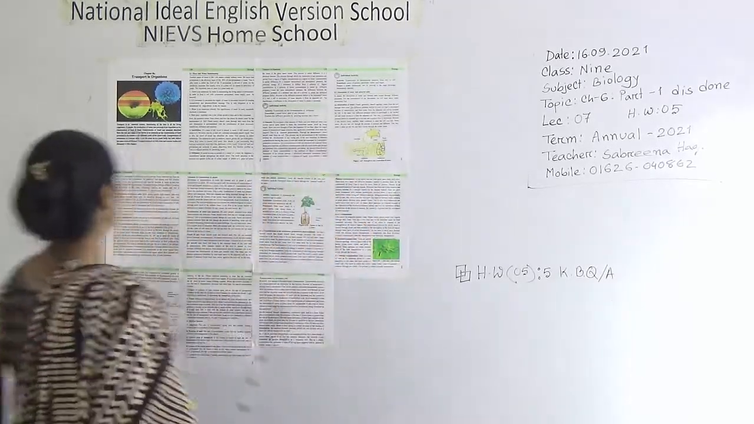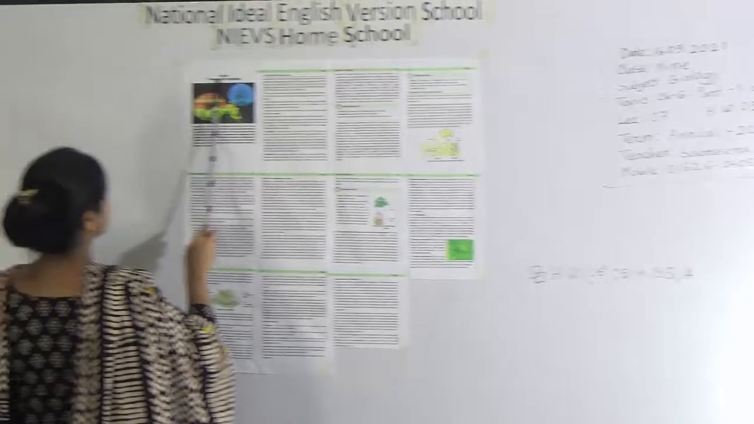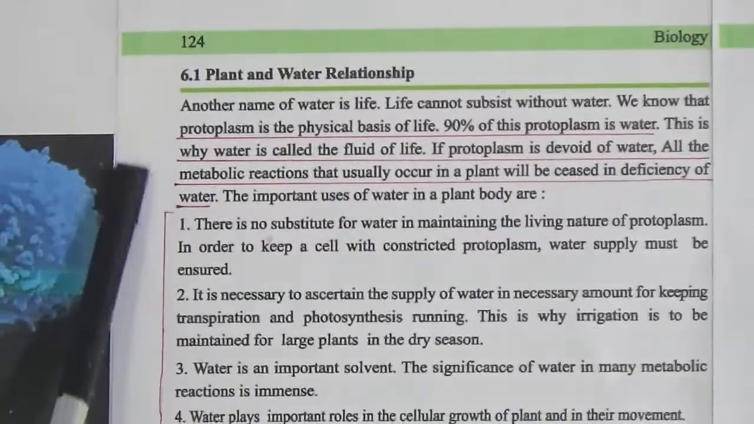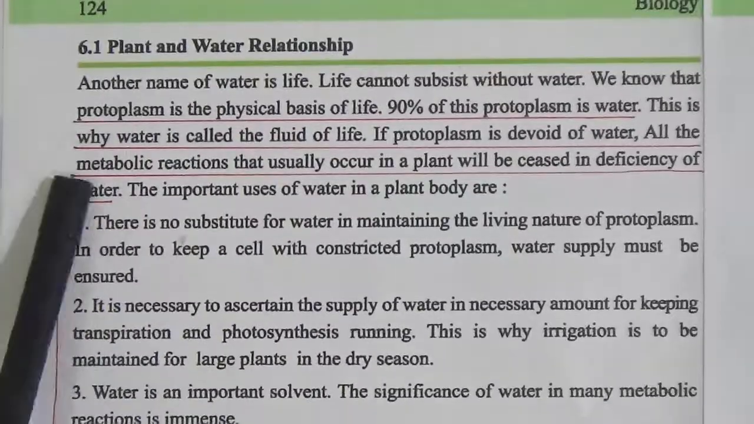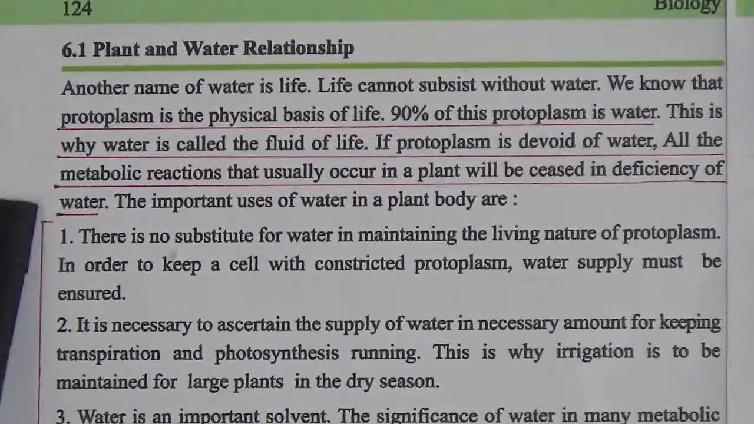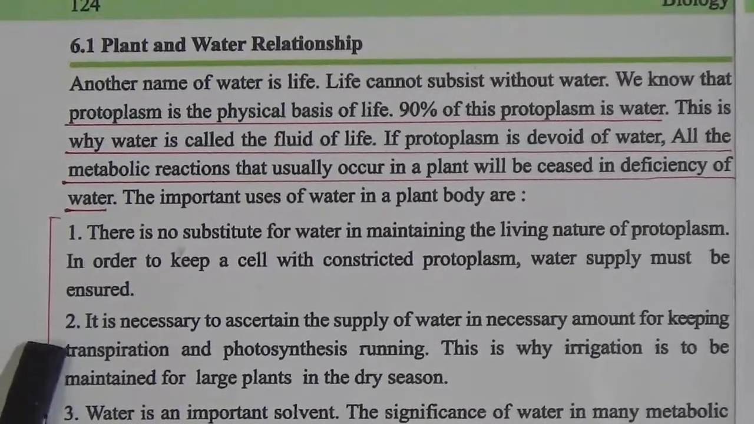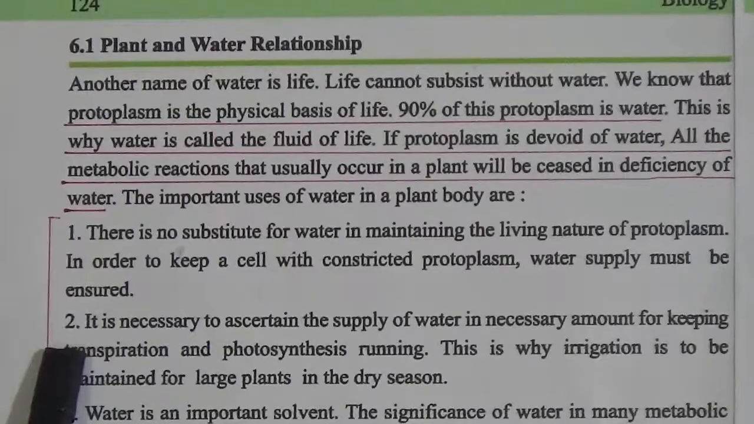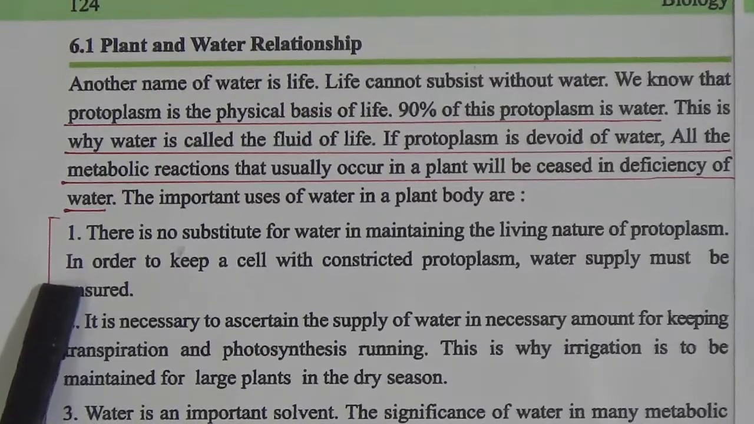Now come to our today's topic. This is chapter 6, Transport in Organism. First, we will discuss transport in plants, and this portion is very easy for you because we have already learned transportation in plants in our class 8 science books, and here we will again get the names of osmosis and diffusion, which we already learned in our chemistry book 2, in our class 8 book 2.